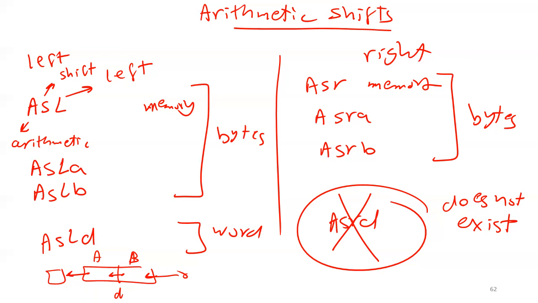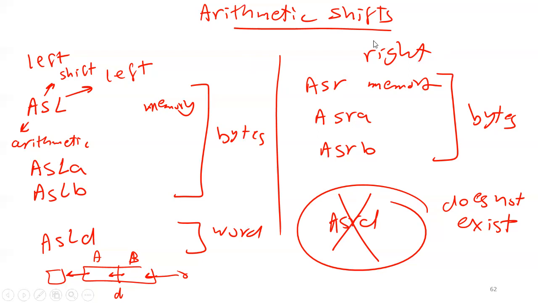So this is similar to the logic. Maybe they are different in the flex. You can check. Okay? So now for right, same thing here, but the only difference is that we don't have this one. So we have arithmetic shift right for memory, arithmetic shift right for register A, arithmetic shift right for register B, and we don't have arithmetic shift right for register D. We don't have this one.